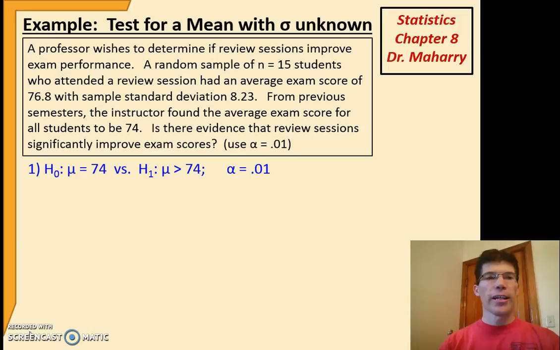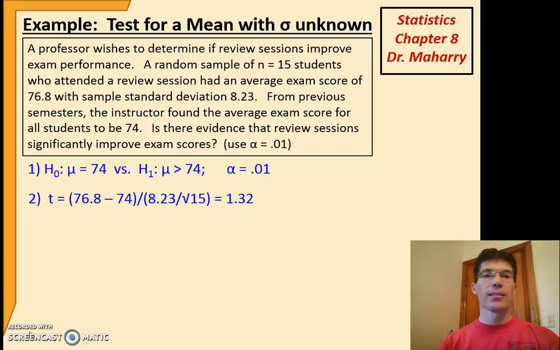So if we think about our first step, from previous experience we knew the average was 74. That was kind of our starting point. So let's assume that the mean score on these tests is 74. Now if we want to determine whether these review sessions are effective, we'd like to see the mean increase. So the mean being greater than 74 would be our alternative. In this case, we'll use alpha of 0.01. So the test statistic, I take x bar minus the mean all over s divided by the square root of n. If I plug all those numbers in, I get 1.32.